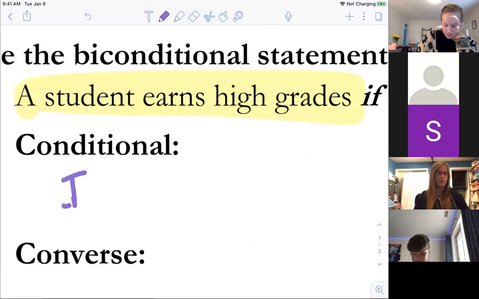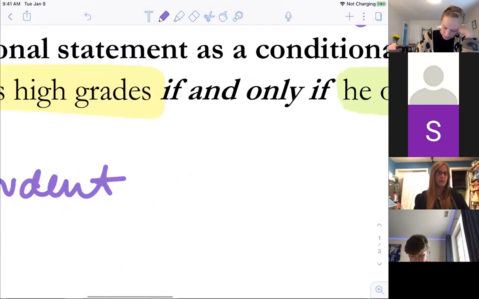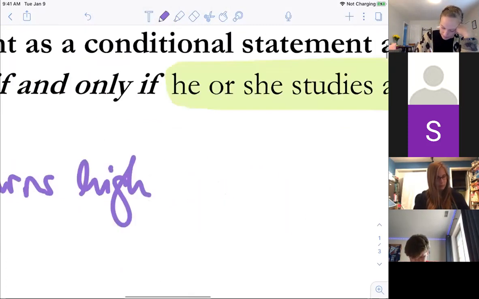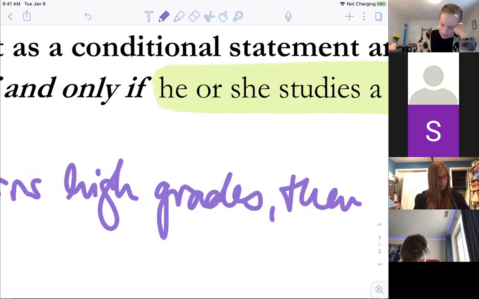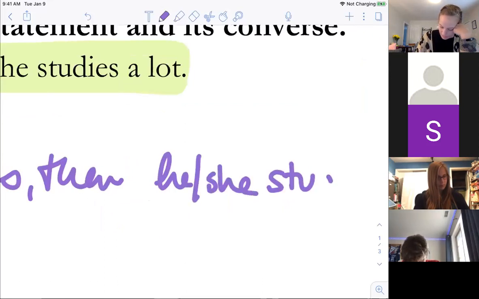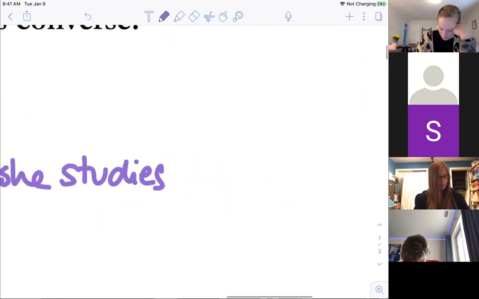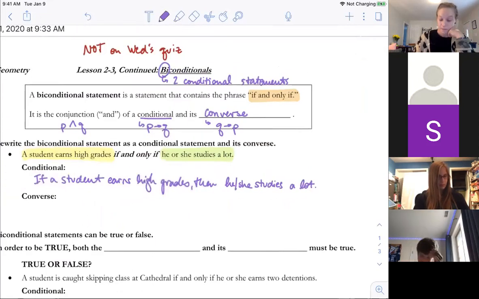I'm going to say, if a student earns high grades, then he/she studies a lot. And then that still matches. My conclusion is still at the end, and my hypothesis is still at the beginning.